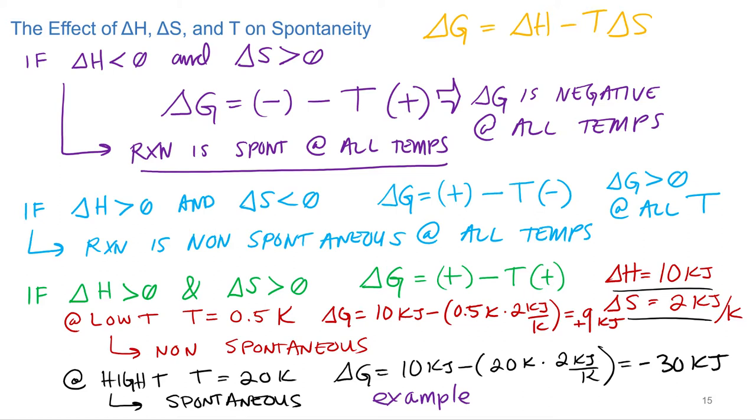Or water melting. It could be either one. But I already said water boiling. I'm going with it. All right. At what temperature does water boil? 100 degrees Celsius, 373 Kelvin. Below that temperature, it's not spontaneous. Above that temperature, it's spontaneous. Okay. And that is a good example because it's exactly the scenario here.